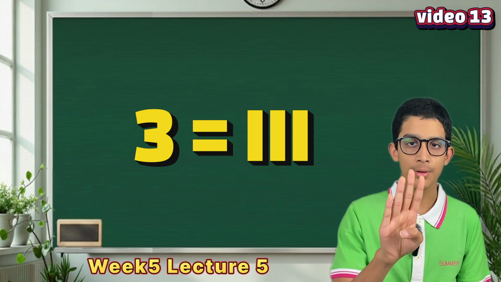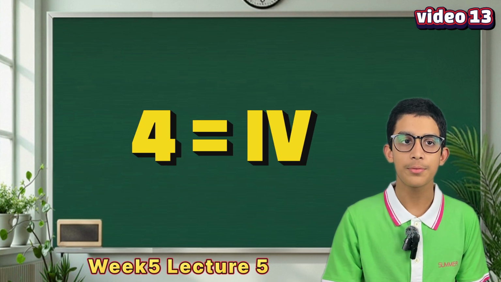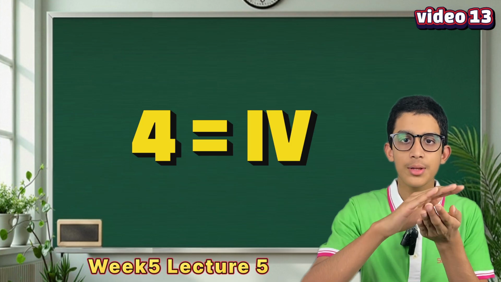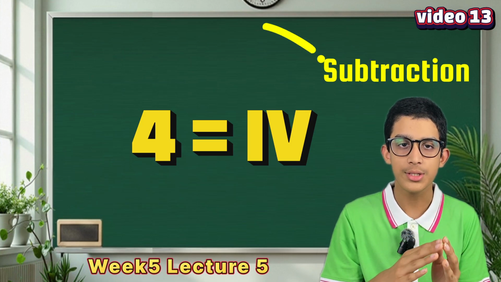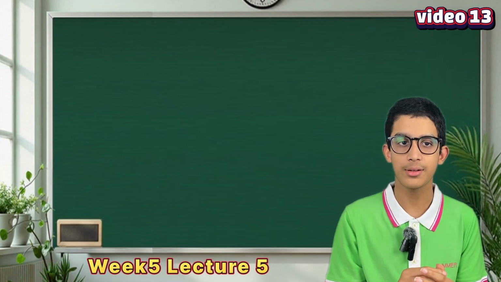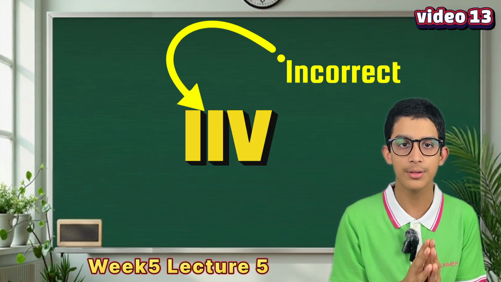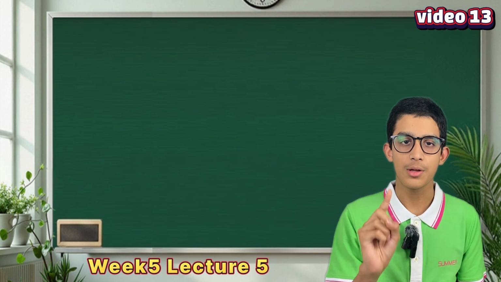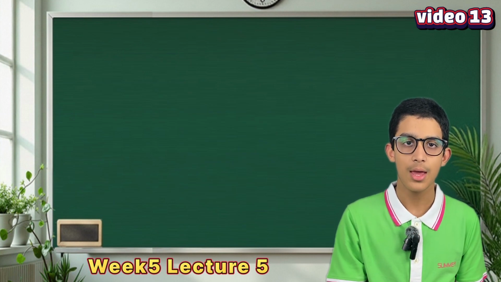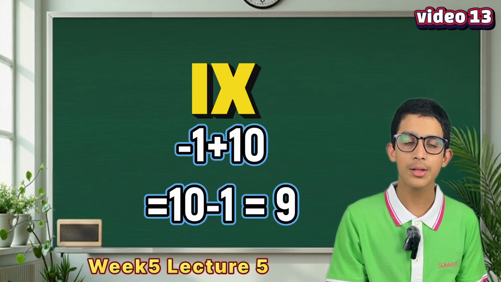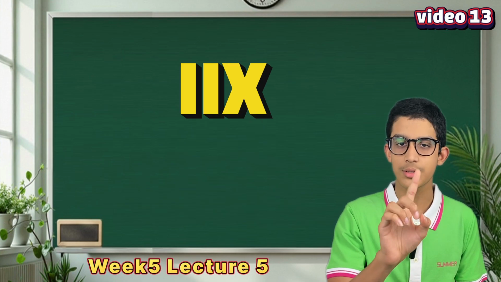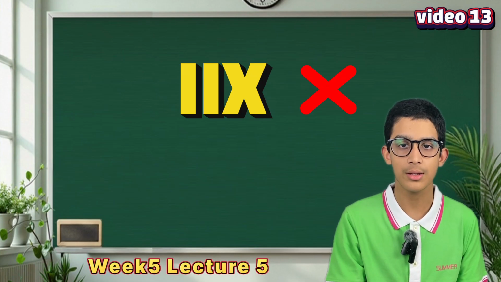However, 4 is written as 5 minus 1, which is IV. If we put a smaller number behind a Roman numeral, it is a subtraction. However, we do not place two smaller numbers behind a bigger number. We only put one smaller numeral behind a bigger number to subtract. For example, IX is 10 minus 1, or 9. But we do not write 8 as IIX.